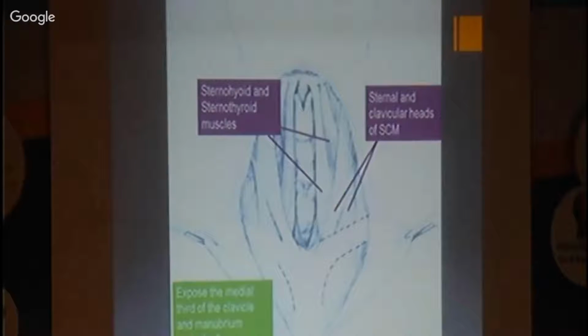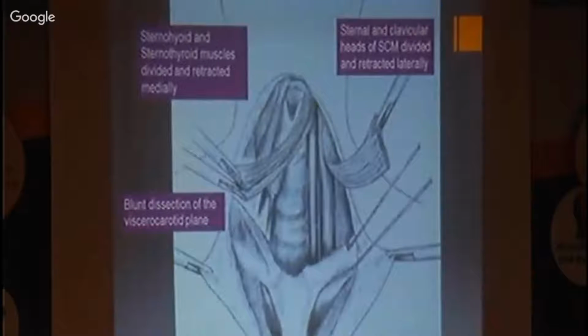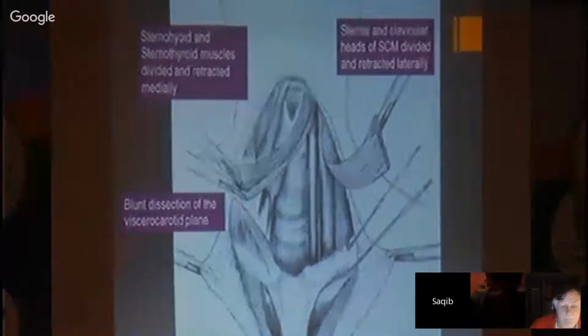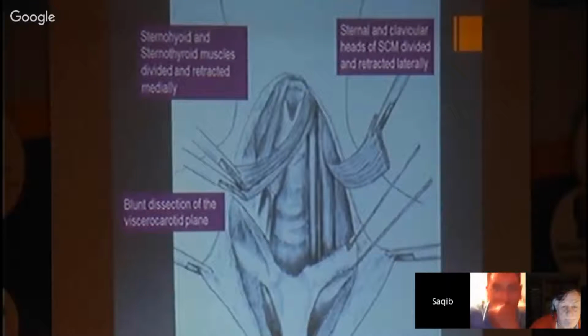So here we have the structures: the sternal and clavicular heads of the sternocleidomastoid muscle, and the sternohyoid and sternothyroid muscles. We also have to expose the medial third of the clavicle and the manubrium periosteum. We can take out the sternal and clavicular heads and the sternohyoid muscles and retract them, the heads of the sternocleidomastoid laterally and the other muscles medially. And then we bluntly dissect the visceral carotid plane.